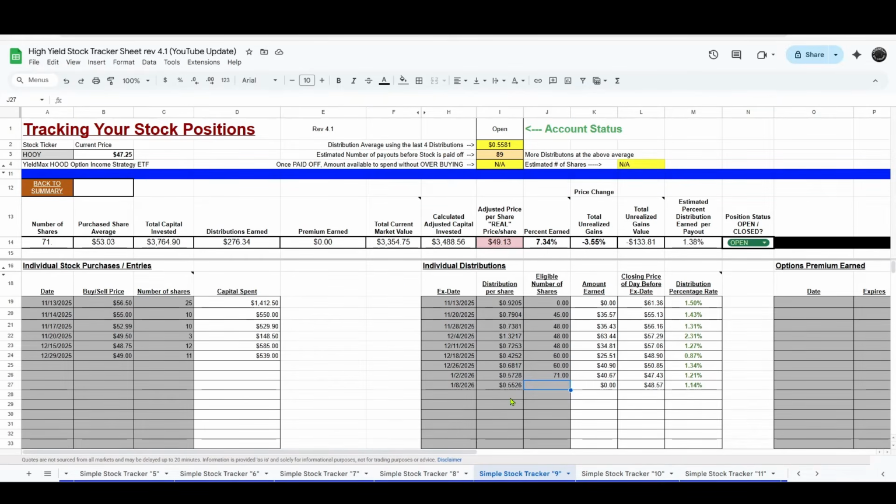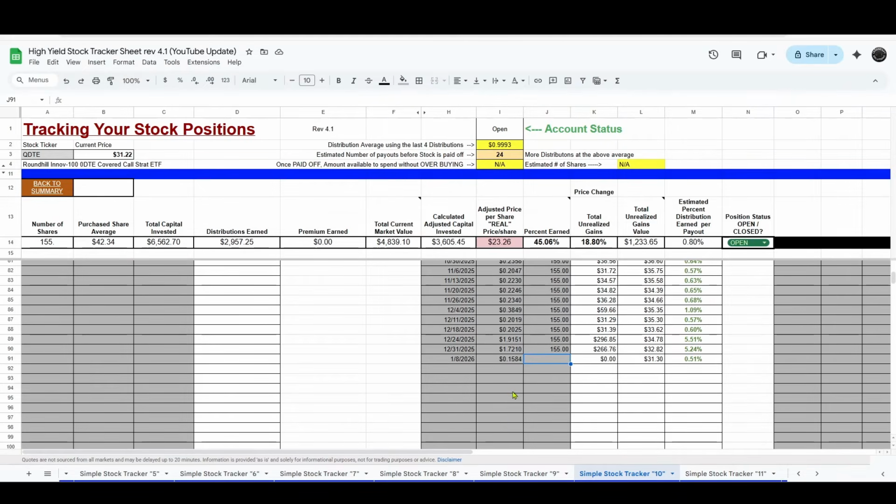For WDTE, I have 71 shares at that 55-cent distribution. So therefore that real price per share of $49.13 now becomes $48.58. So that dropped that percentage that I'm down on down to 2.5%. So if I were to sell all my shares at that $47.25, I'll only lose 94 bucks. Not too bad at all.